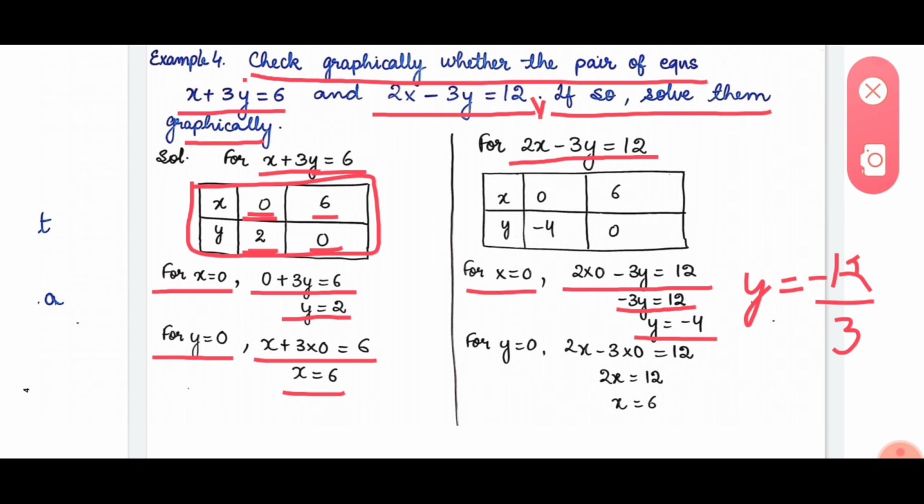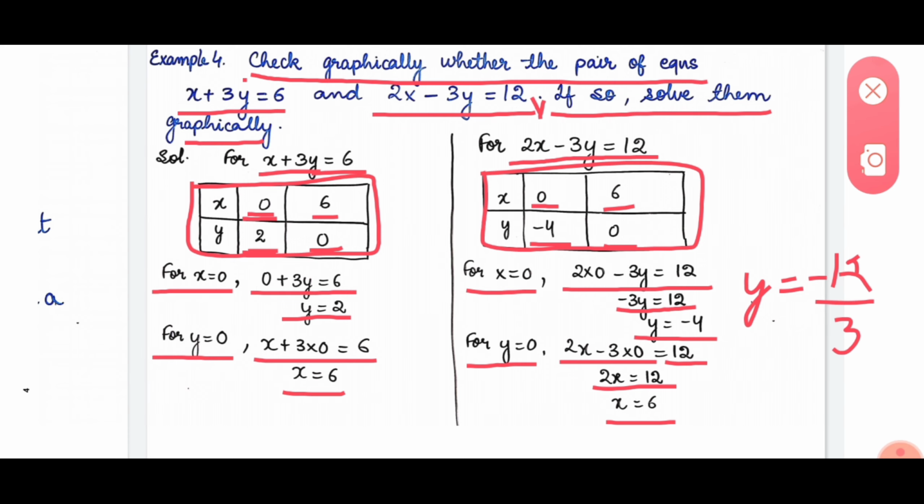Now let us put the value of y as 0. You will get 2 into x minus 3 into 0 equals 12. So you will get 2x equals 12, or you can say x equals 6. Let us make a box and note the points. When x is equal to 0, you got the value of y as minus 4. When y equals 0, you got the value of x as 6, right?